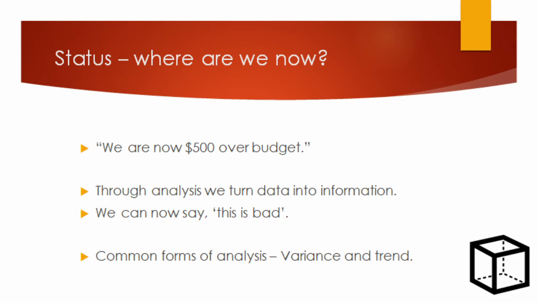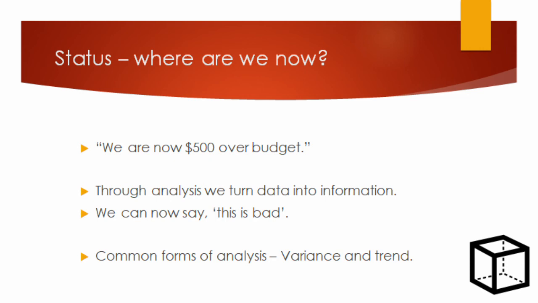Now we can say we're $500 over budget. That's our status. So with our analysis, we just took our data, which is our progress, and converted it into status, which is our information. We can say this is bad. Okay, this is called variance.